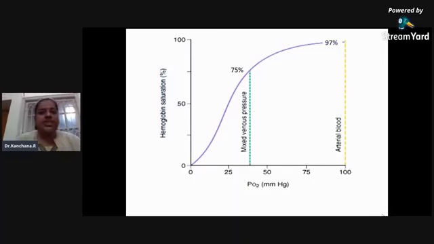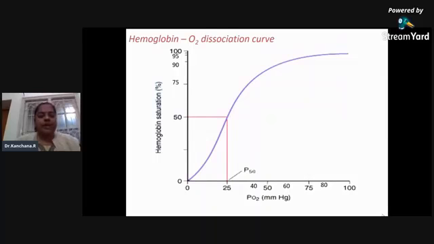Now, in the hemoglobin oxygen dissociation curve, one important term you should know is the P50. P50 is the PO2 level at which hemoglobin is 50% saturated with oxygen. Increased P50 means there is decreased affinity of hemoglobin for oxygen and there will be more unloading of oxygen. Whereas if the P50 is less, the affinity of hemoglobin for oxygen is more, and so there will be more binding of oxygen with the hemoglobin.